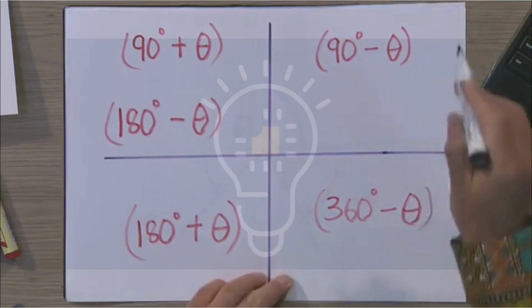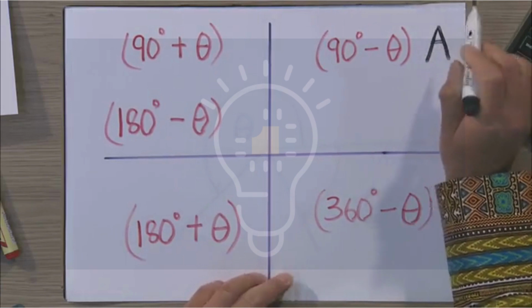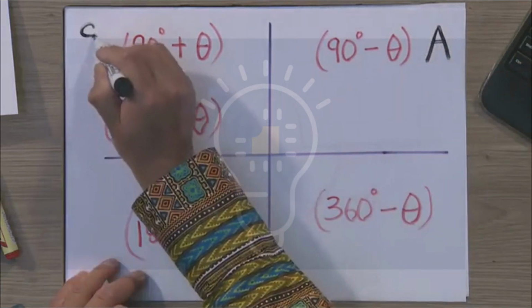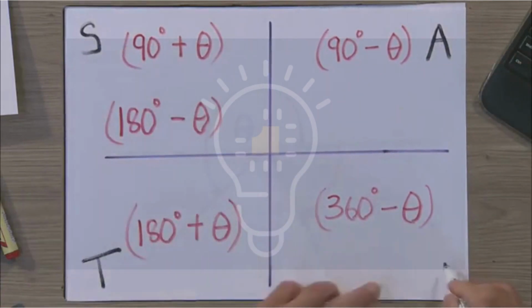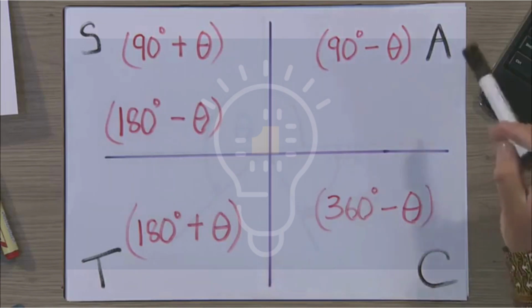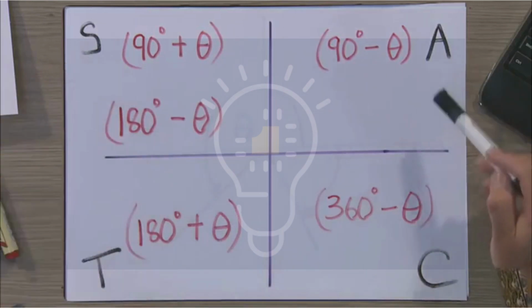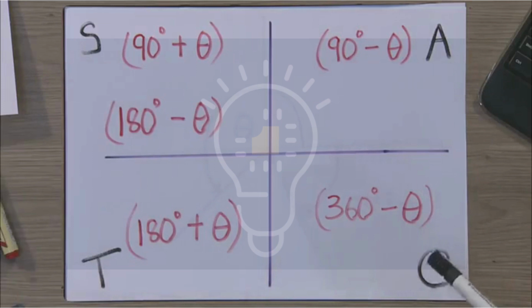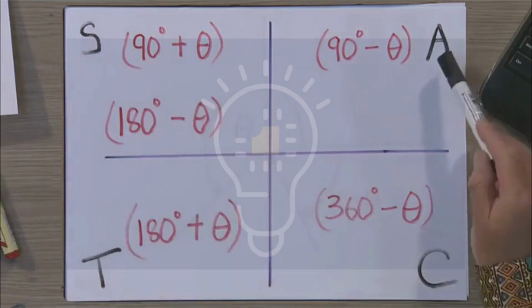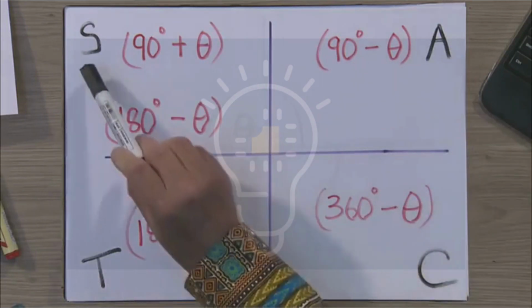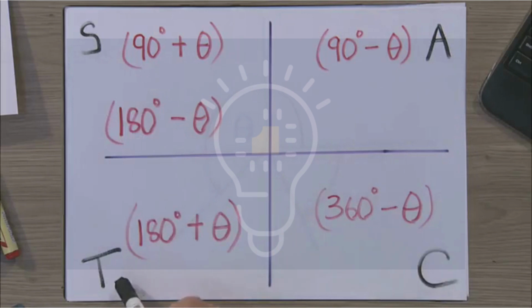So if we just have to put our memory aids, we have A, all stations to Cape Town. So these represent those that are positive in each quadrant. And that's why we call this a CAST diagram, C-A-S-T. All are positive in the first quadrant. Only sine is positive in the second quadrant. Tangent is only positive in the third quadrant. And cosine is positive only in the fourth quadrant. That is the only one that's positive there.